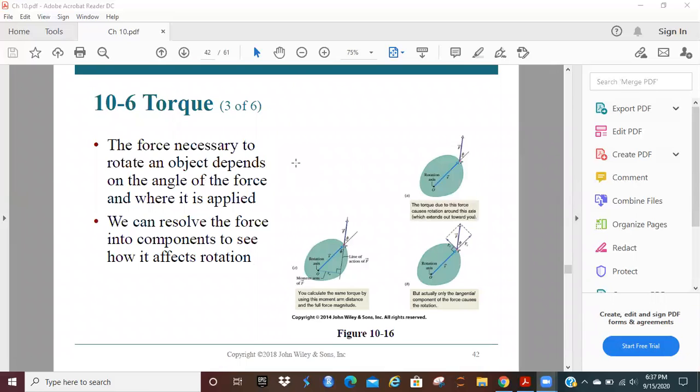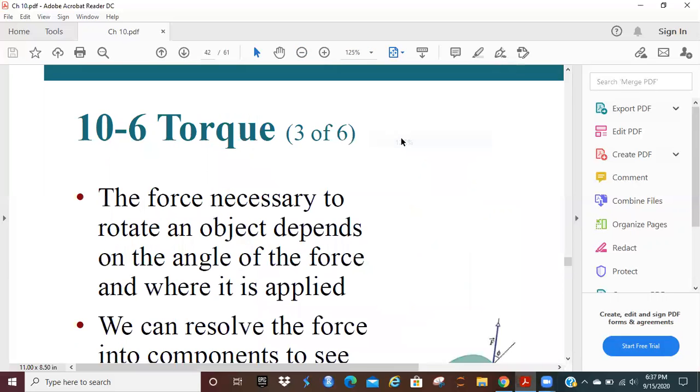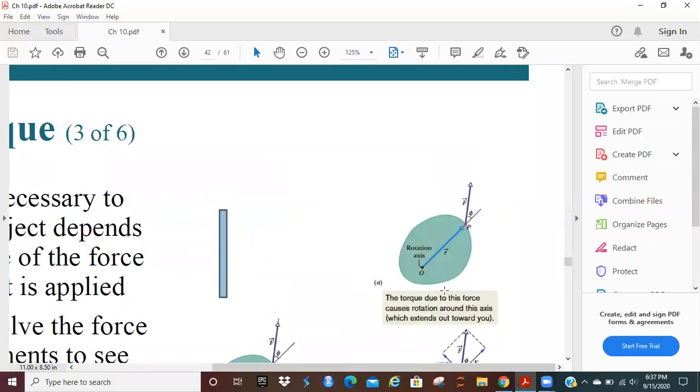All right, torque. This is the force necessary to rotate an object, and that depends on the angle of the force and where it is applied. And we can resolve the force into components to see how it affects rotation. So we've got torque due to this force, which causes rotation around the axis. You have force being applied here. It's making a certain angle.